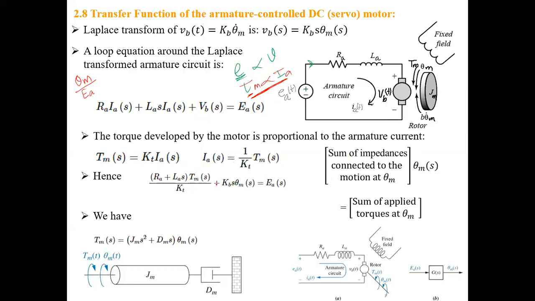Okay, now how do you do that? So EA is here, good news. Theta m is here, good news. S is the Laplace transform, Laplace space variable. KB is constant, we don't have a problem here. KT is constant, RA is constant, LA is constant, no problem here. S is the Laplace transform variable again.